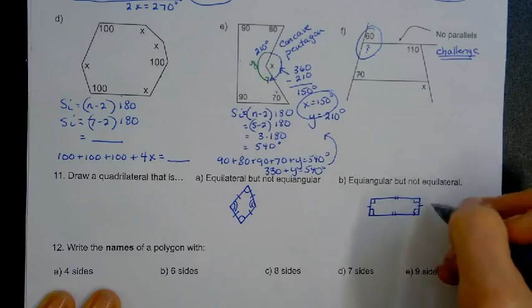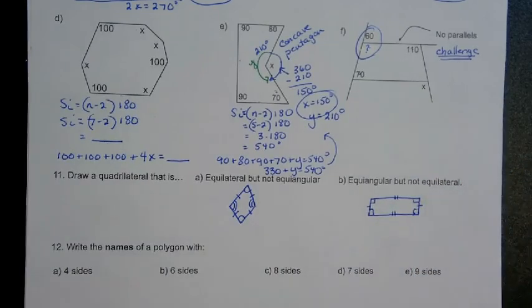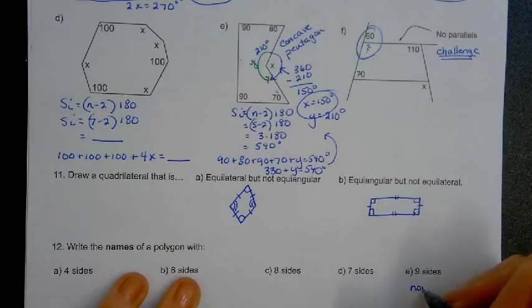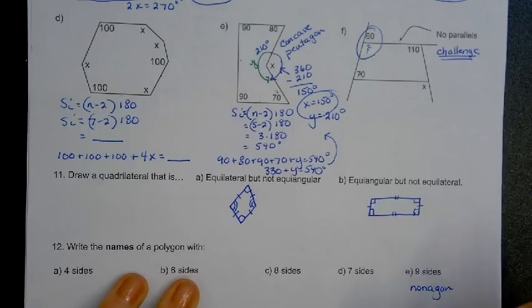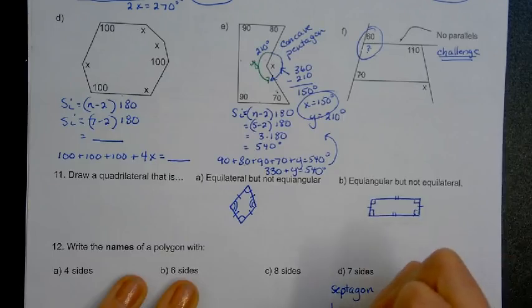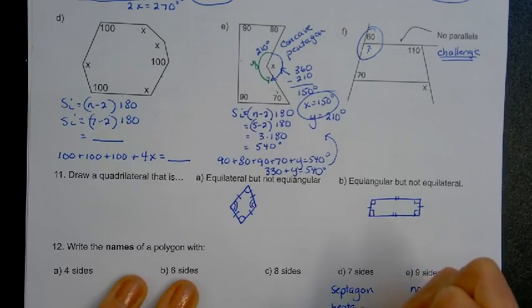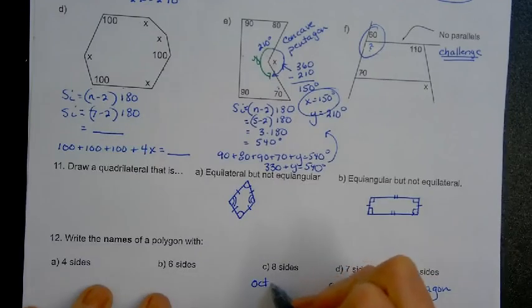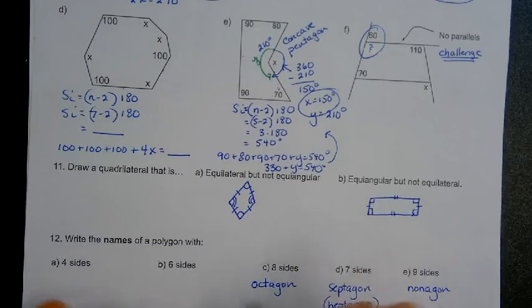And then you should have these names in your notes, and you should have them memorized. Nonagon, septagon, or heptagon, either one. Octagon, hexagon, and a quadrilateral.